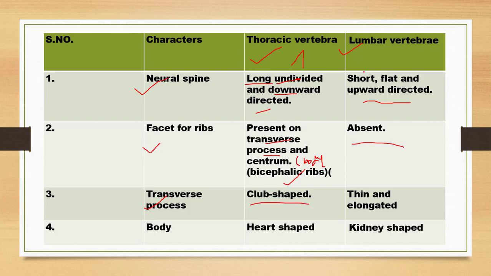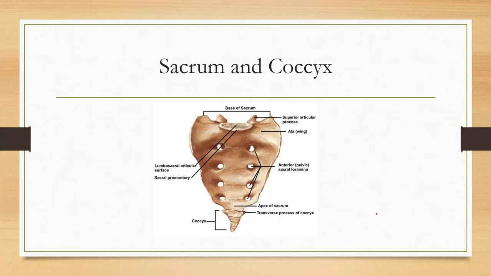And then there are transverse processes. Transverse processes in case of thoracic vertebrae are club shaped, while in case of lumbar vertebrae they are thin and elongated. The body in case of thoracic vertebrae is heart shaped, while in case of lumbar vertebrae the body is kidney shaped.